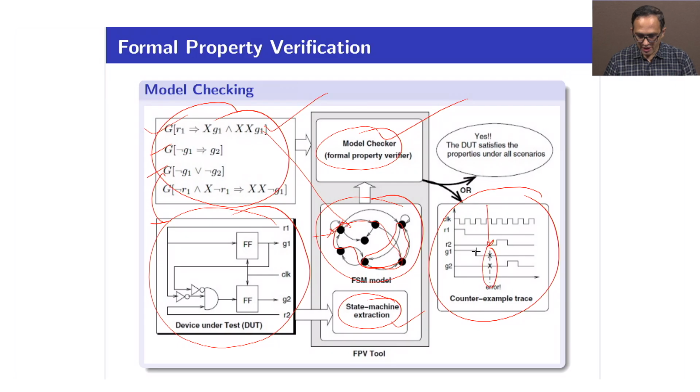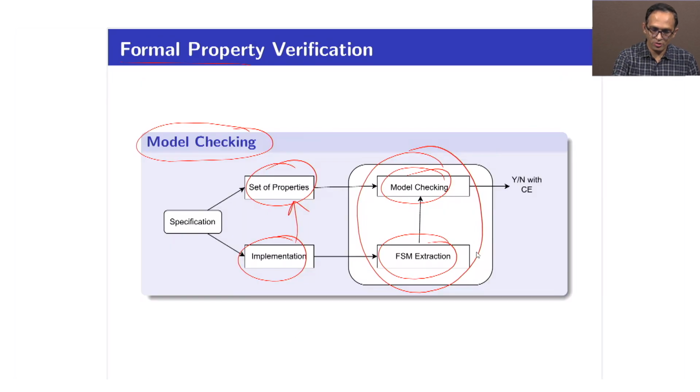We will talk more about that in subsequent classes. What we will do today is try to see this part. We will talk about this FSM extraction: given an implementation, how do you extract the FSM. And then we will also talk briefly about this model checking algorithm, how it identifies the paths and checks the relation between the path and the property that is given.